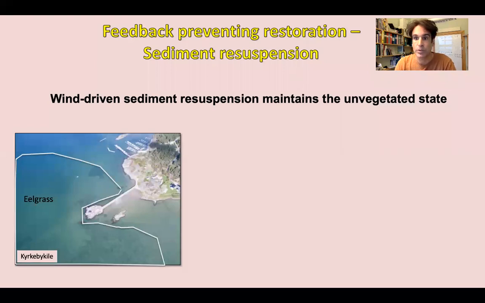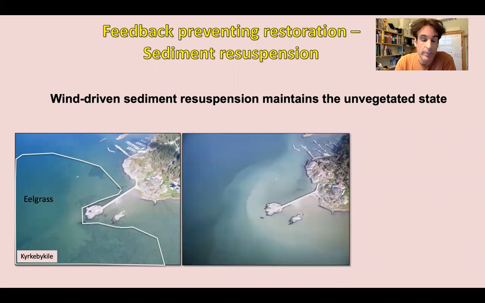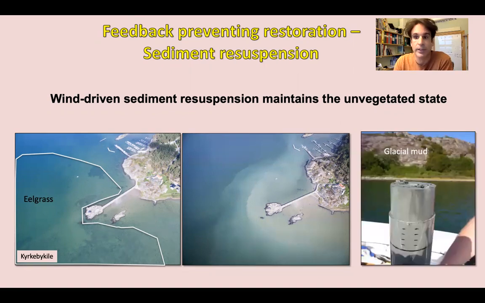As probably many of you already know, there has been a very large decline of eelgrass in Sweden over the last decades. And there seem to be some feedbacks that are preventing restoration at the moment. One of them is sediment resuspension. For example, in this bay, we used to have a large area of eelgrass, and now everything is gone. When there is some wind, you see these large plumes of turbidity that are clouding the water. This is because there is mud at the bottom that is resuspending and making the water turbid.